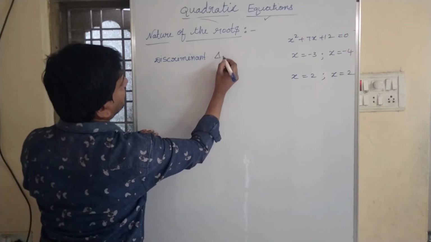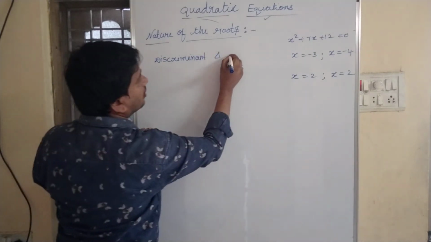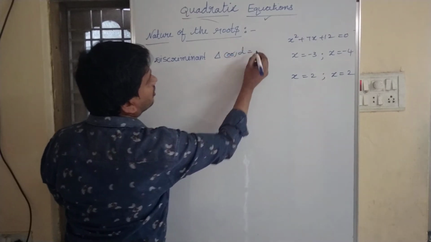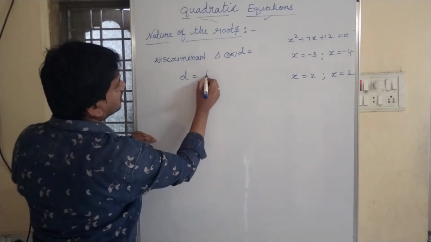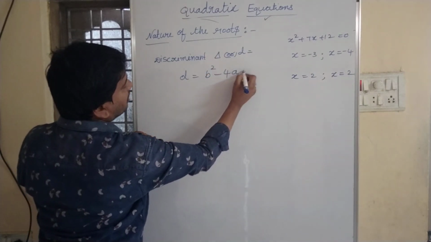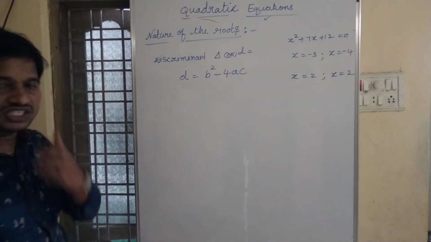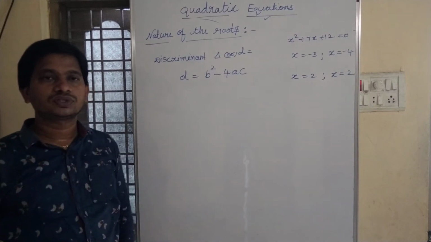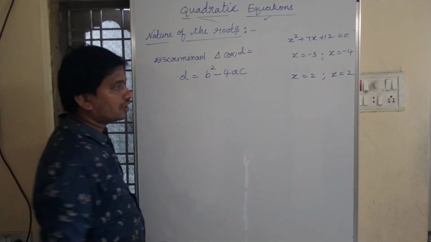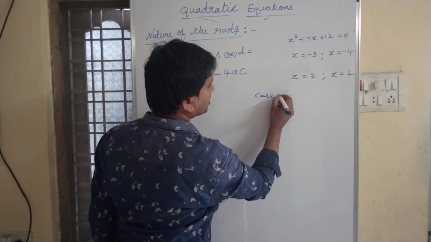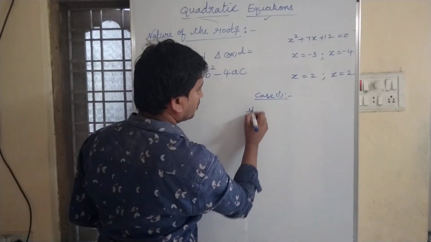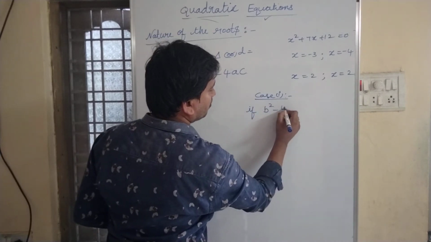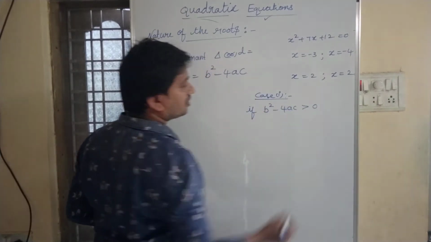That is represented by either delta or D. So what is the formula for delta or D? Discriminant D is equal to b square minus 4ac. b square minus 4ac. Children, we have three conditions, we have three cases. Case 1 is if b square minus 4ac is greater than 0.